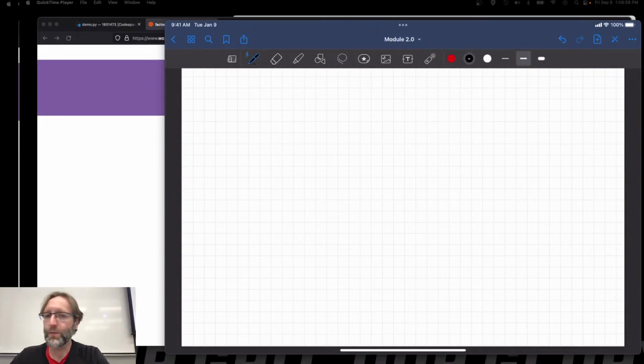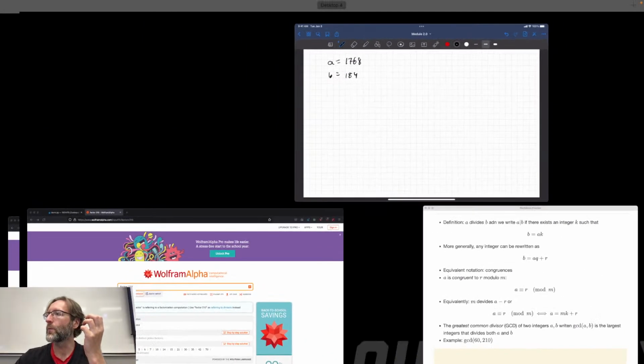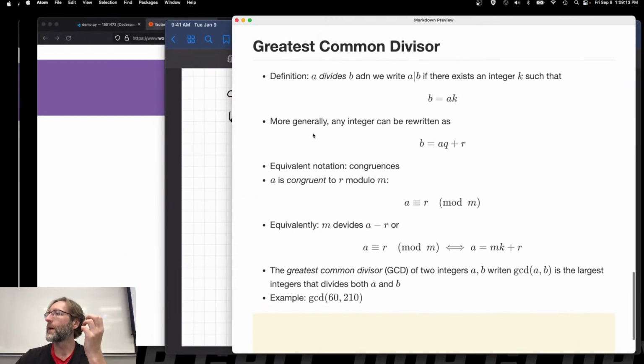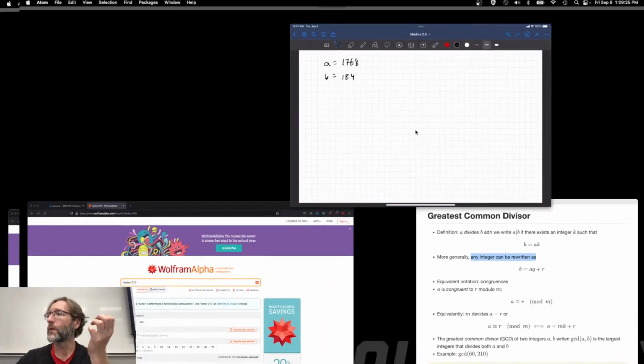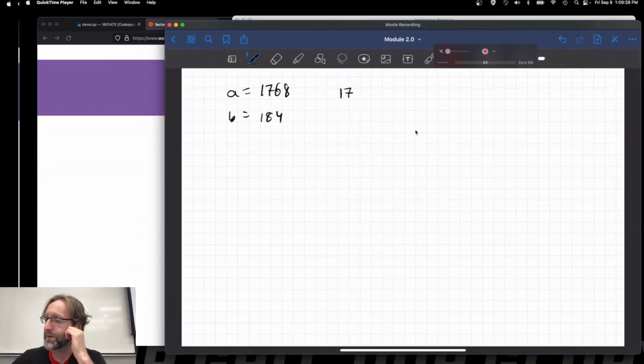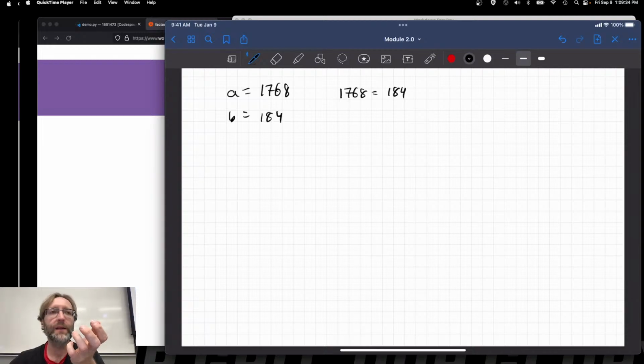Right. So let's write out the fact that we've got A and we've got B here. 1768 and 184. Now remember that basic algebra says that you can rewrite any integer, right? Any integer can be rewritten as this. Right? If we just take A and B, take A divided by B, we would get a quotient and we would get a remainder. So let's do that. 1768 is equal to 184 times... 184 goes into 1768 how many times? 9. Oh, good. Really? Yep.